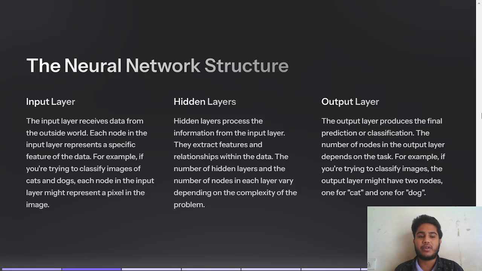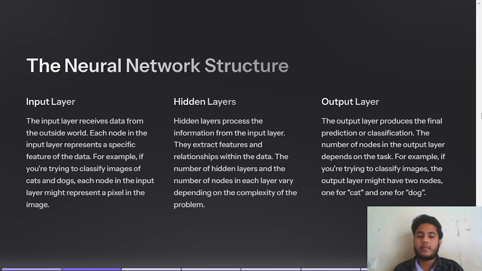The neural network structure. First is the input layer. The input layer receives data from the outside world. Each node in the input layer represents a specific feature of the data. For example, if you are trying to classify images of cats and dogs, each node in the input layer might represent a pixel in the image.